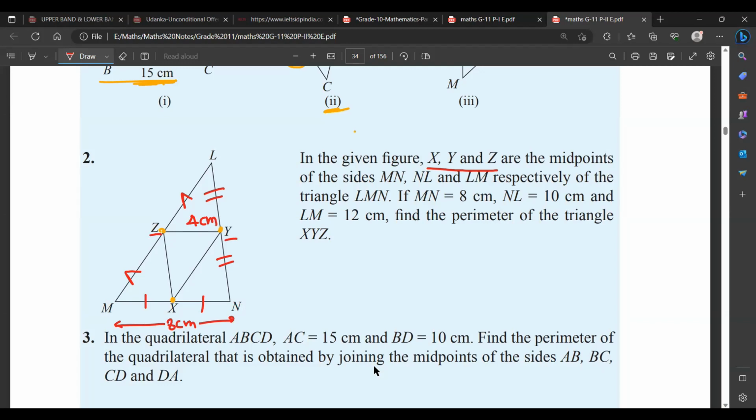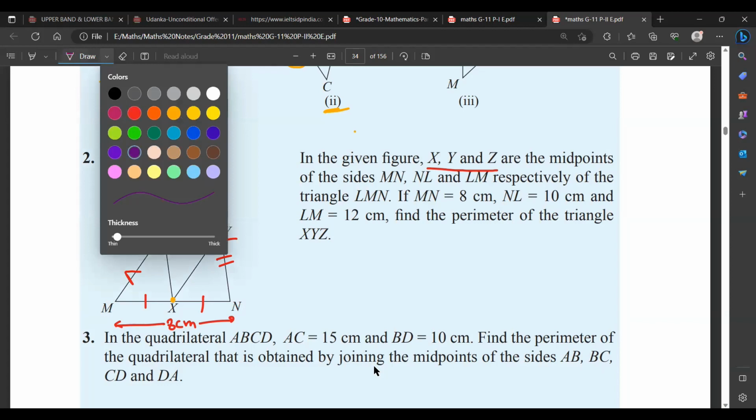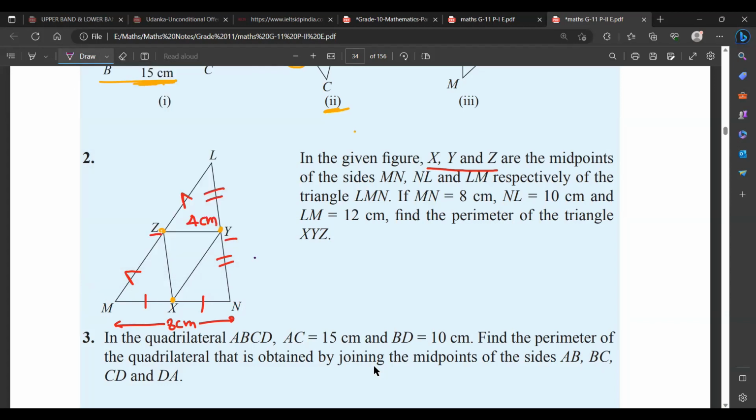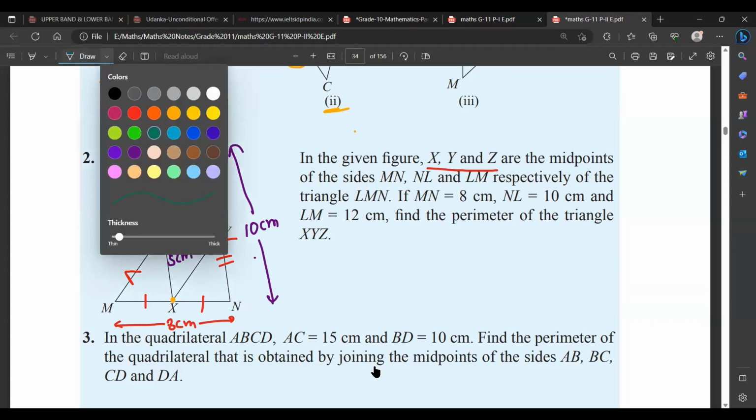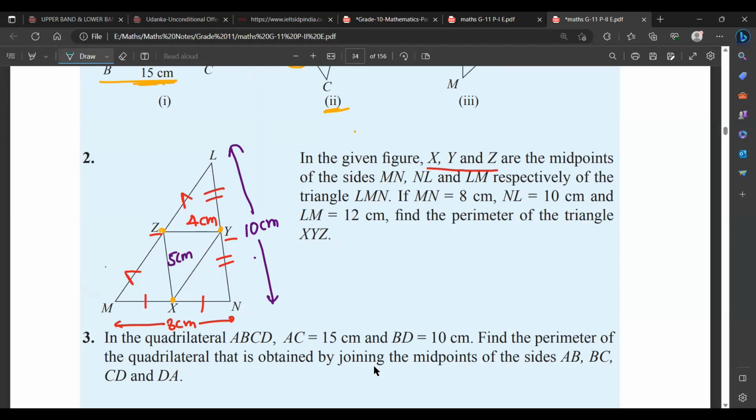Understand? Clear? Engage with me, okay? And NL should be 10 centimeters. Here it is 10 centimeters. So this one, X and Y, X and Z are the midpoints. So this one should be 5 centimeters. Understood? And finally, LM should be 12 centimeters. They mentioned this one as 12 centimeters. This one should be half of that one. So it should be 6 centimeters.